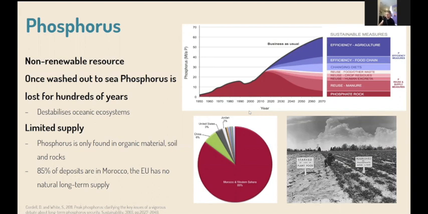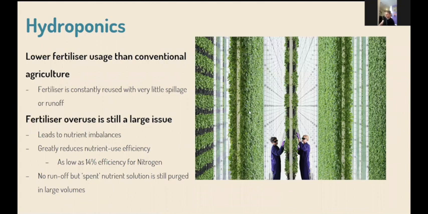So we've looked at these nutrients, how they're used in fertilizers conventionally, and how there's a lot of waste. So we'll talk about hydroponics now, which is the main focus of this talk. Overall, fertilizer usage in hydroponics is less than conventional agriculture. Fertilizer is usually in a closed system that recycles and recirculates through your plants. So there's very little spillage, very little runoff, it's all contained, it's not escaping into the environment. So we're using much less, but we still overuse it in hydroponics.